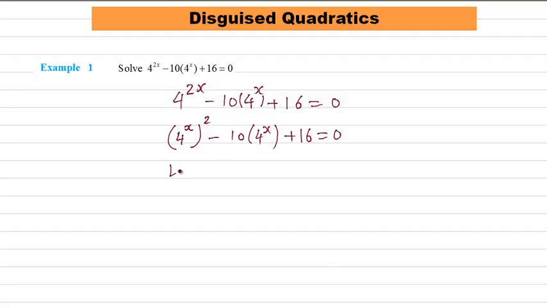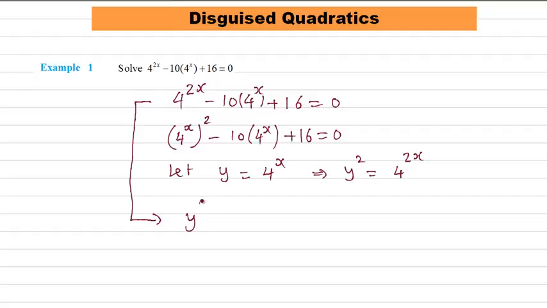So what we do, we let y equal to 4 to the power x, so that means y squared is 4 to the power 2x, or 4 to the power x squared. So now we rewrite this equation here. That part is basically y squared, then we have minus 10y plus 16 equal to 0.